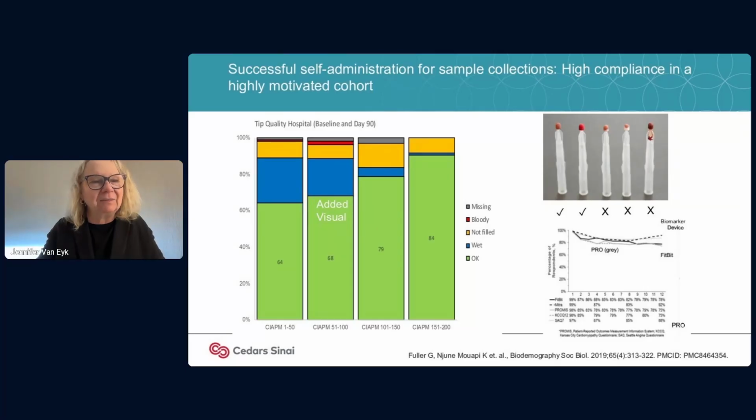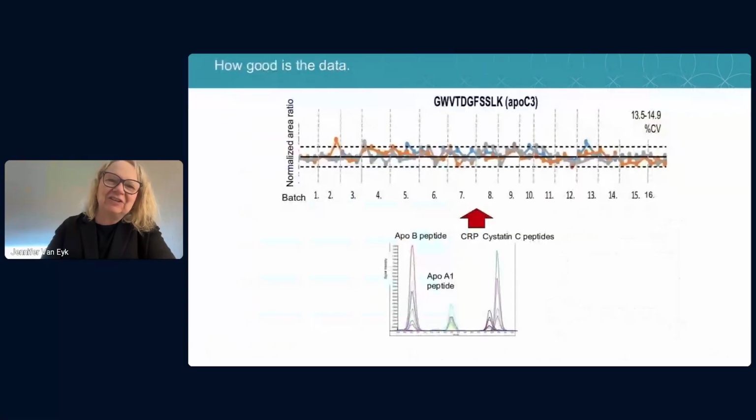And we got really good compliance. It was around 95% of people complied on all time points, and it was equal to that of the Fitbit or the PRO. So for this cohort, again, remember they're mid-risk. They know that they're at risk of having something, but mid-risk is mid-risk. And they really considered taking their blood sample to be as equal as anything else, and they did it. So that's a good thing to know.